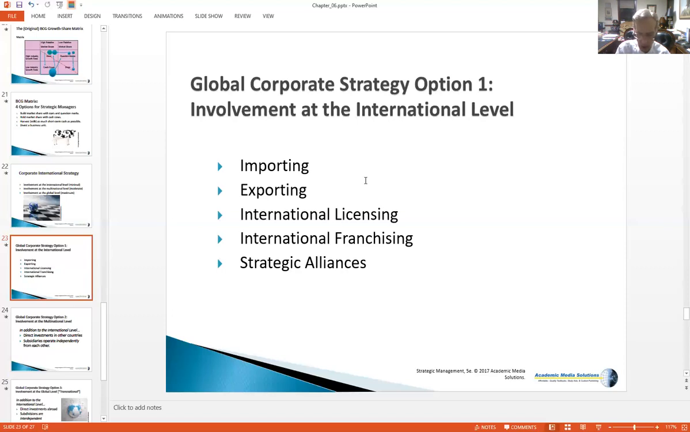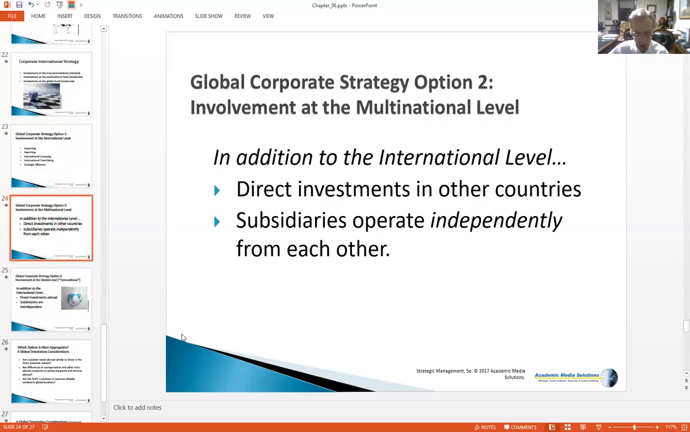And then, of course, strategic alliances, which are cooperative arrangements to do outsourcing and essentially to participate jointly in the manufacturing or servicing or distribution of each other's products. So that's the first level.